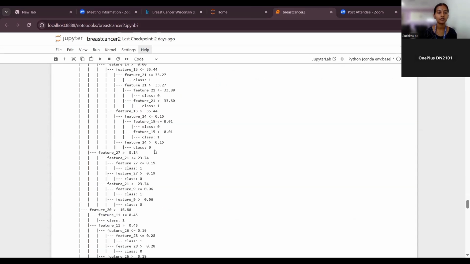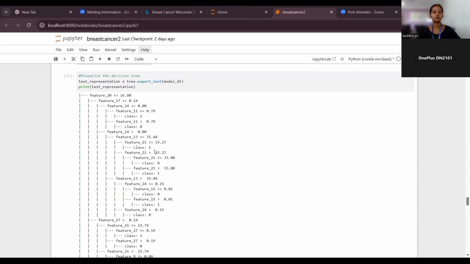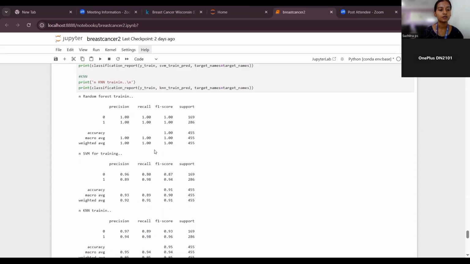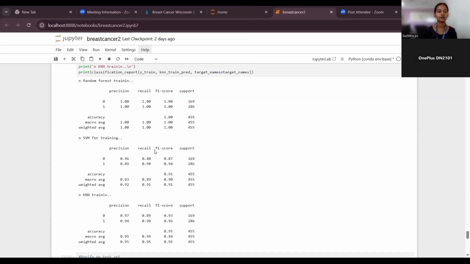And we plotted the decision tree for this. And lastly we can conclude that in training the models we look at precision, accuracy, recall, f1 score, and support. Here we can see how the models are trained, the accuracy and precision.